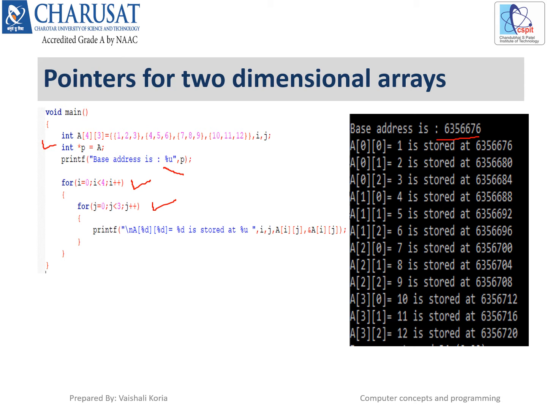Now if we want to print the address and the element value, we can write the printf statement like this. Here a[i][j] will print the value of the array element, so we use %d to print the integer value. And %u is used to print the element address, so here we write the address of a[i][j]. Using this kind of code you can print all the elements' values as well as their addresses.